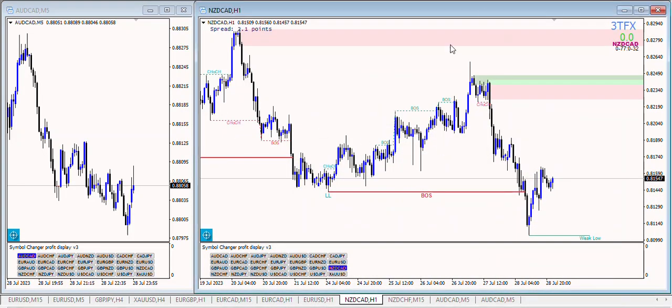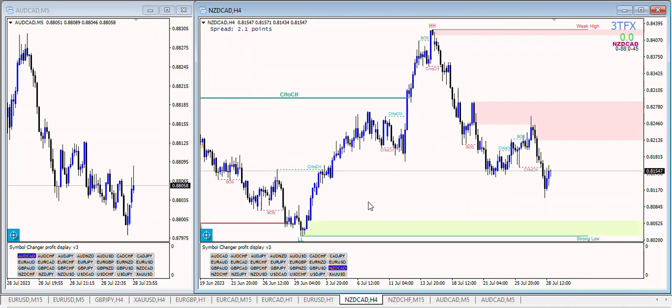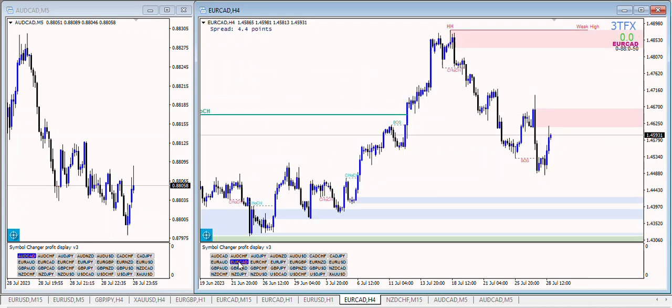So looking at the chart on the 4-hour time frame, we'll start by looking at Euro CAD. So if you look at Euro CAD here, we saw this higher high, and from here we had another block.